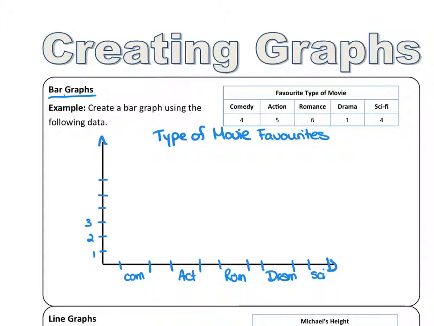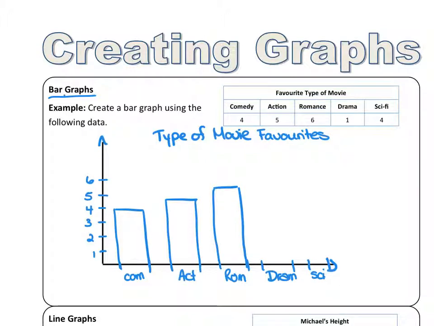1, 2. And then we'll just do our bars. A ruler is good too. You can see I'm not really drawing that straight. Romance, drama, and sci-fi. And you can make it look pretty if you want.